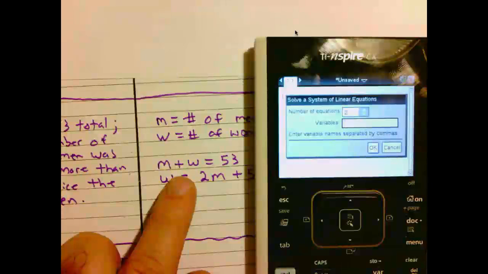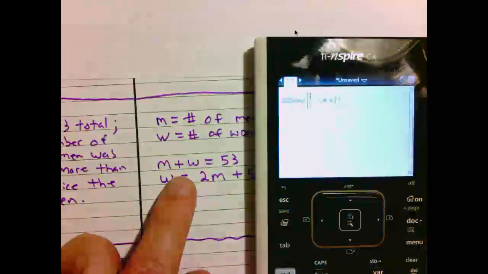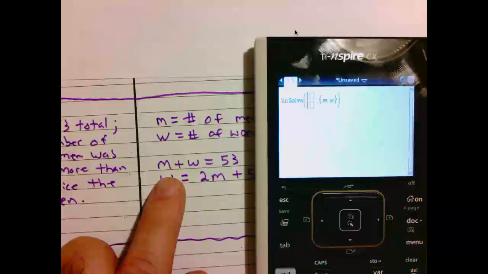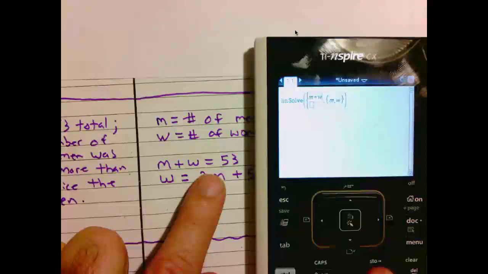Delete, m, comma, w. Now I'm ready to enter in my equations just as I see them. M plus w equal 53. Scrolling down.